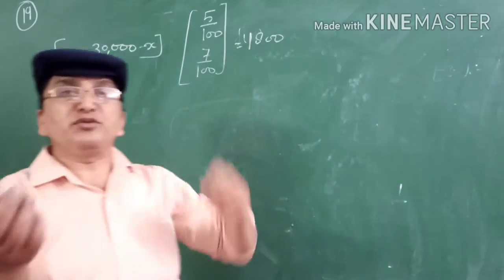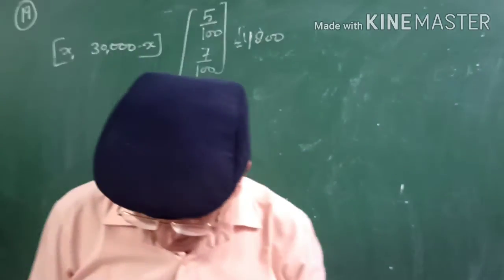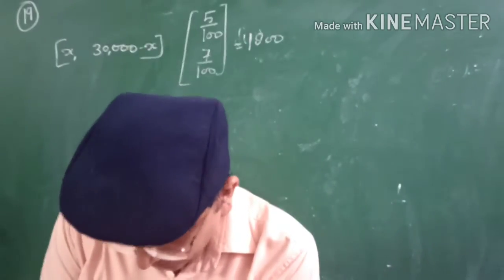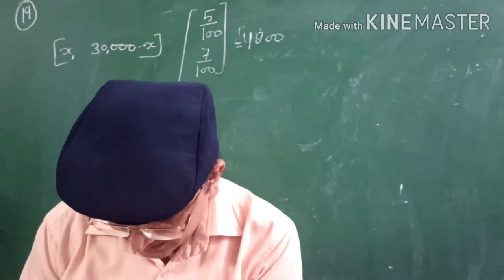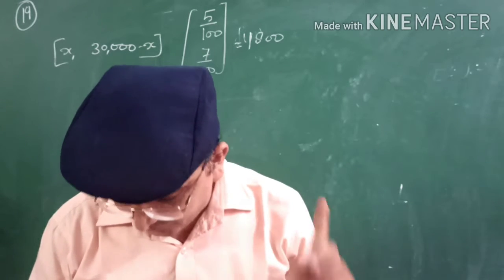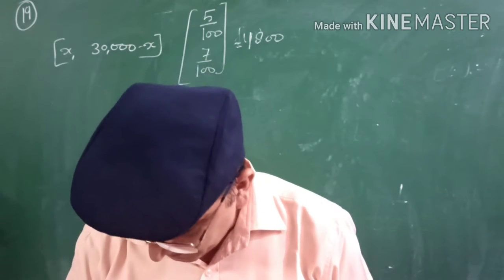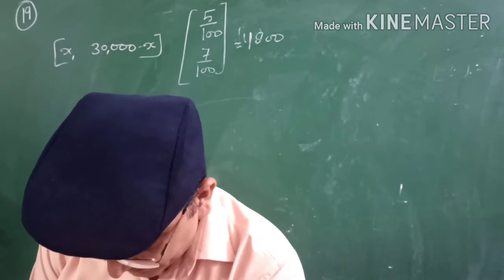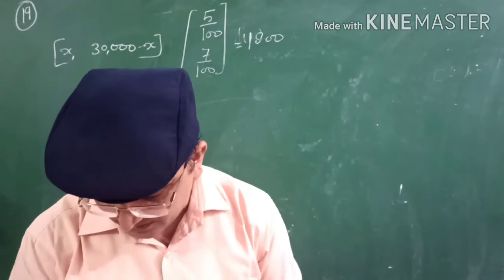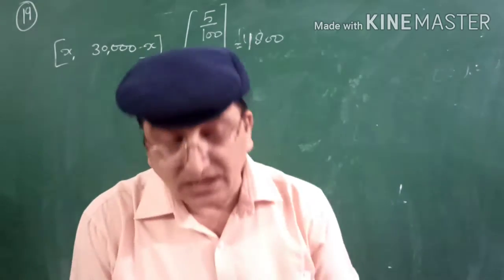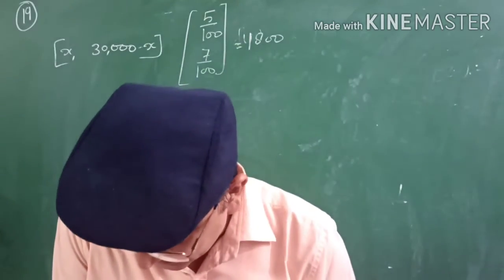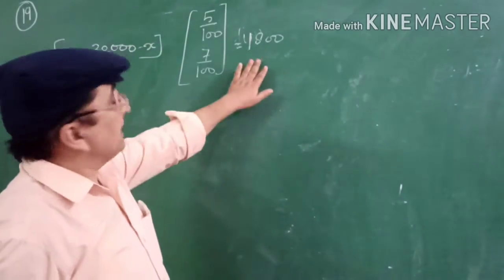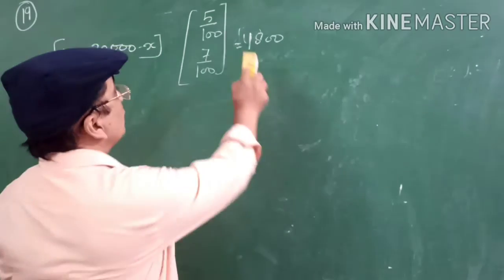Okay, come to the next question. Question number 19. A trust fund of rupees 30,000 must be invested in different types of bonds. The first bond has 5% interest per year, and the second bond has 7% interest per year. Using matrix multiplication, determine how to divide 30,000 among the two parts in such a way that the annual interest is first 1800, second 2000.